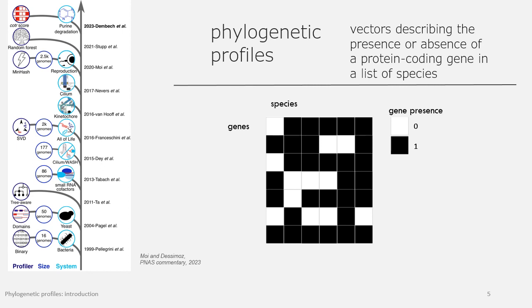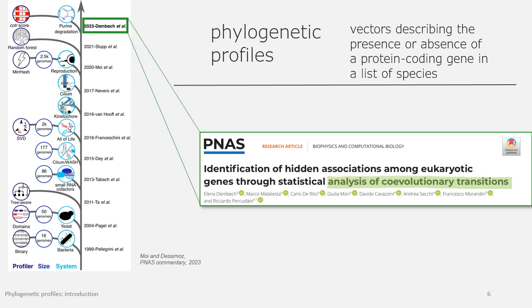Since their very first representation in 1999, many variations have been proposed, both in the method of constructing profiles and in the metrics against which profiles are compared, to determine whether or not they are coevolving. In our recent paper, we describe a new large-scale method to assess similarity between profiles through the analysis of coevolutionary transitions, called cotransition analysis. We will consider cotransition analysis later as a final step in our pipeline.